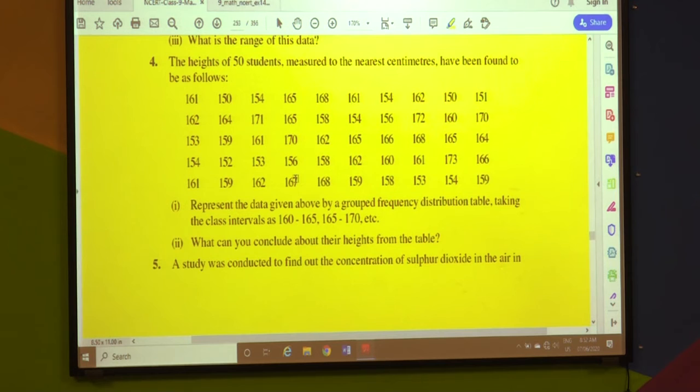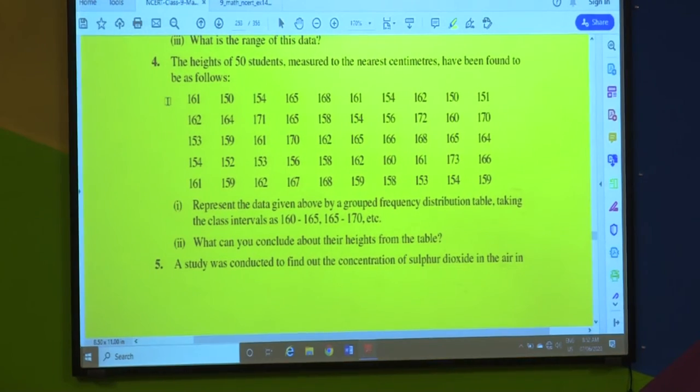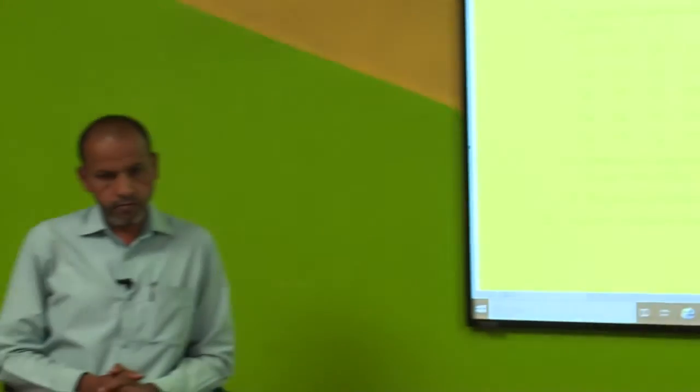The next question is, what is the description? It is saying that the heights of 50 students, measured to the nearest centimeters, have been found to be as follows.